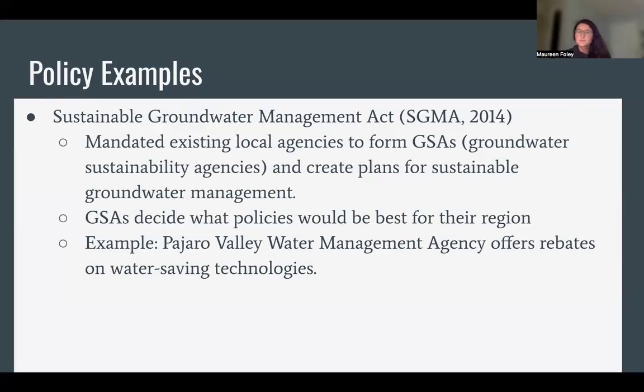So for example, Pajaro Valley Water Management Agency, which is in a heavily agricultural area, or we should say an area that relies heavily on agriculture, and most of the land in Pajaro Valley is agricultural land. They offer rebates on water saving technologies. So they offer incentives for farmers to adopt water saving technologies. They'll pay them back for them. They will offer them free counsel, free advice on how to reduce their water use and how best to improve their water efficiency. So that's one type of policy example. And this is more of an incentive type of policy.